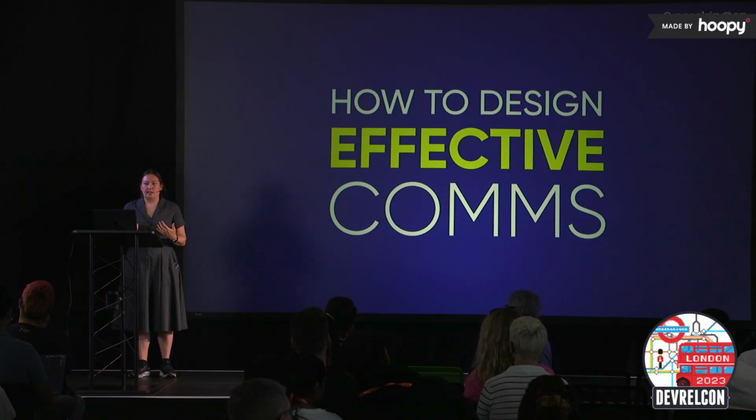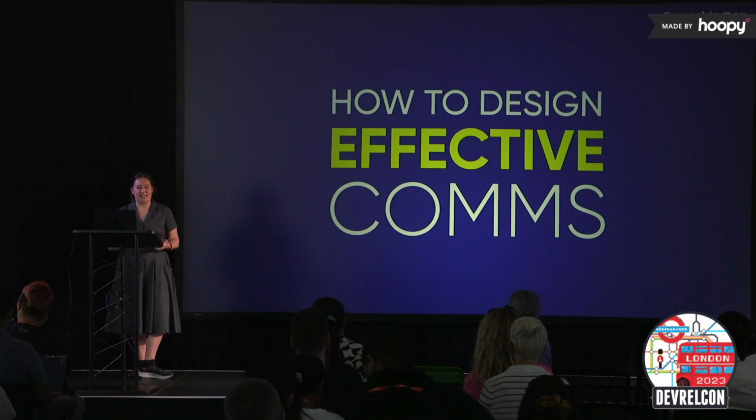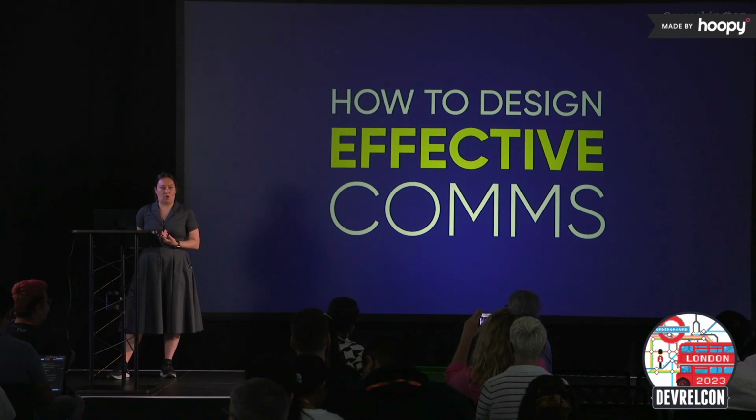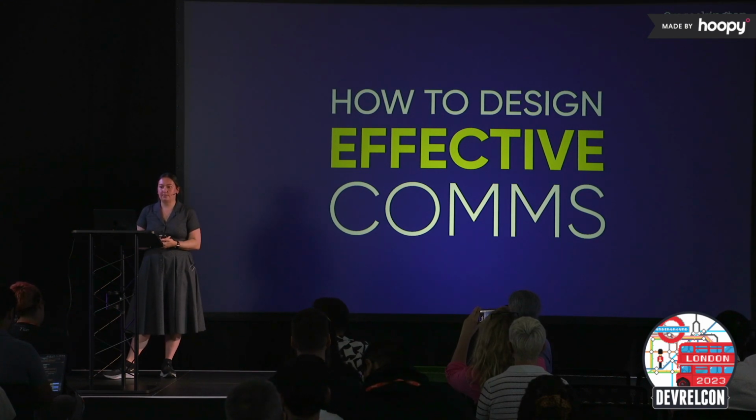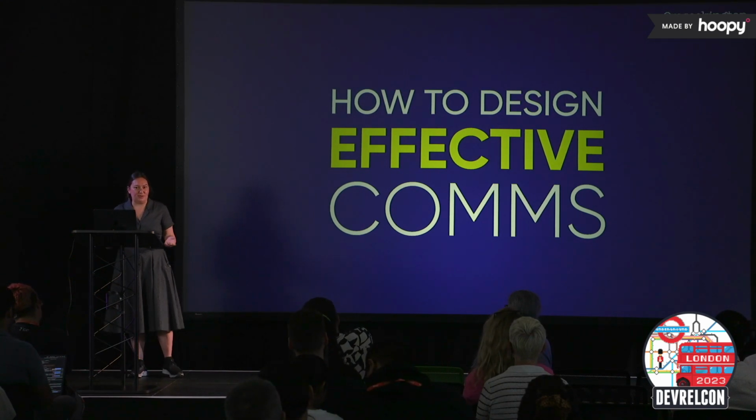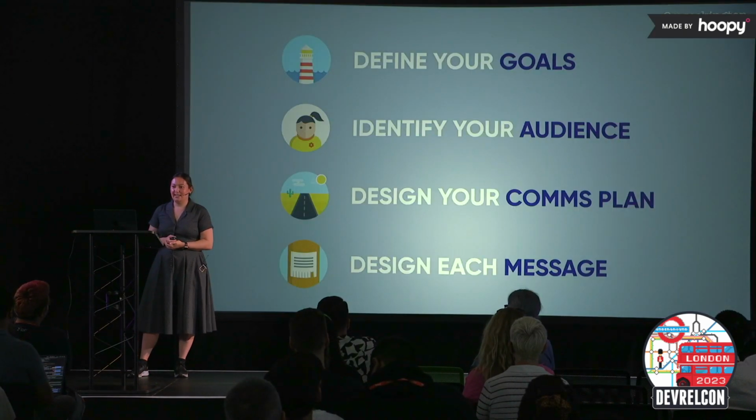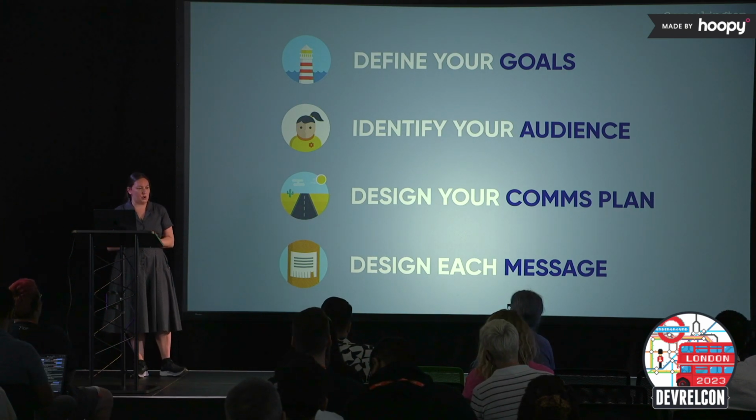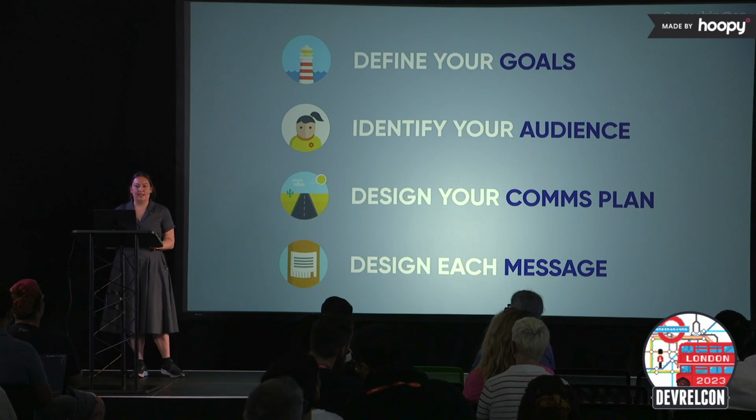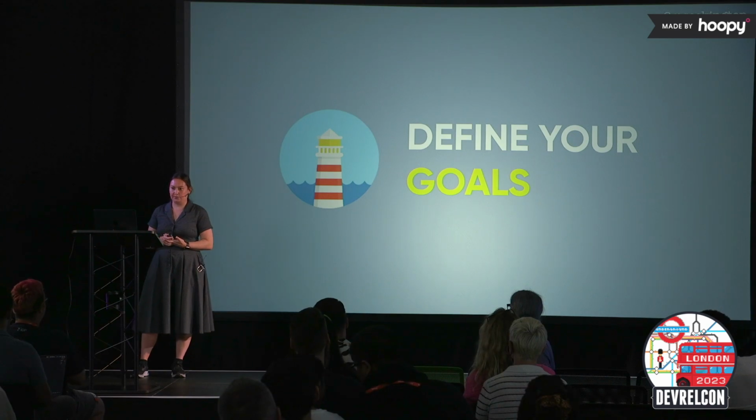So what I want to talk about today are a couple of steps that you can take when thinking through something that you want to communicate, to design effective comms. That can be as big as planning outcomes over several months, like for an event, or as small as writing a tricky email to your manager to tell them something that you've been dreading to tell them. So the 4 steps that we'll be looking at are define your goals, identify your audience, design your comms plan, and design each message.